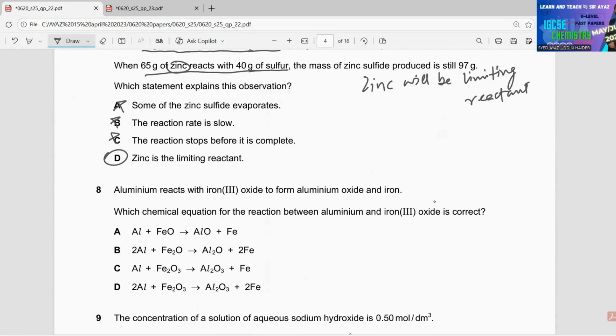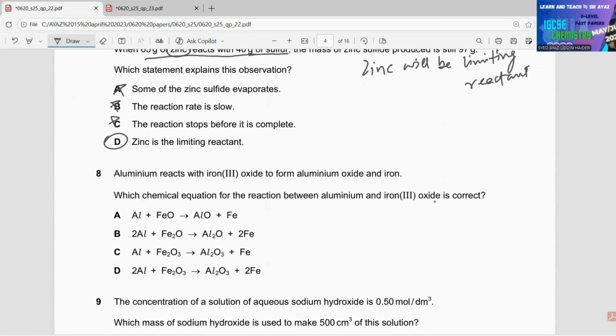Question number 8. Aluminium reacts with iron 3 oxide to form aluminium oxide and iron. Which chemical equation for the reaction between aluminium and iron 3 oxide is correct? We know the symbol of aluminium, it's Al. So in all these choices, they gave Al as the symbol for aluminium. Only the number of reacting moles is different.